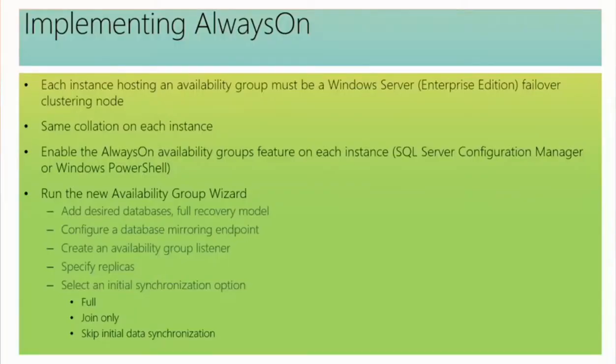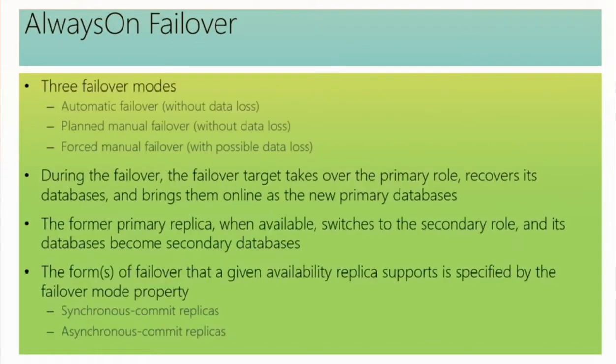Okay. And then I have to enable the Always On availability group feature on each instance, multiple ways to do that. After I enable it, then I walk through a wizard. It waves a wand over a number of activities. You have to configure what databases you want to have as part of the availability group. You have to configure a database mirroring endpoint. Does that sound familiar? Yeah, it does. So there's some familiarity there. Create an availability group listener, specify replica copies, and then select an initial synchronization option.